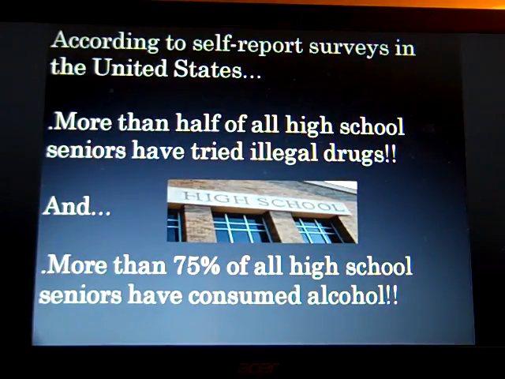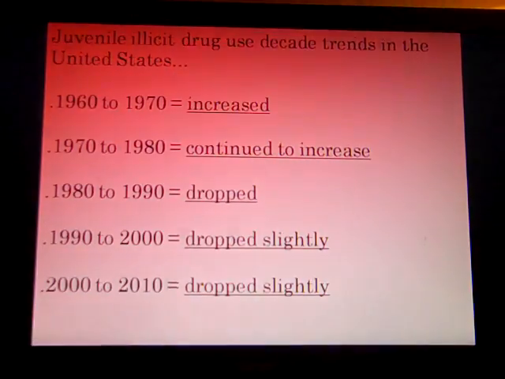Once we get into the high schools, and I've taught classes in high schools for a very long time, a lot of my high school seniors will say it's very easy to get prescription medications like Adderall, stuff to help them stay awake, or really anything that you can think of, opiates, pain medications, OxyContin. More than half of all high school seniors have admitted to trying illegal drugs, and more than 75% of all high school seniors stated that they have consumed alcohol. And I honestly suspect that the numbers are actually a little higher than that, but those are pretty telling.